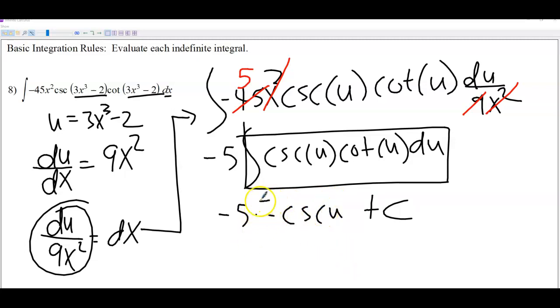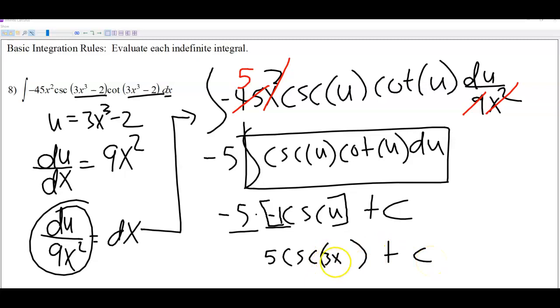So you could put a dot or you could use brackets. It doesn't matter. Just make sure that somehow you indicate that we are multiplying. So we have negative 5 times negative 1, if you want to think of it like that, and it becomes positive 5. And then finally we'll go ahead and put the u back in, which is 3x cubed minus 2. And we have our final answer there.